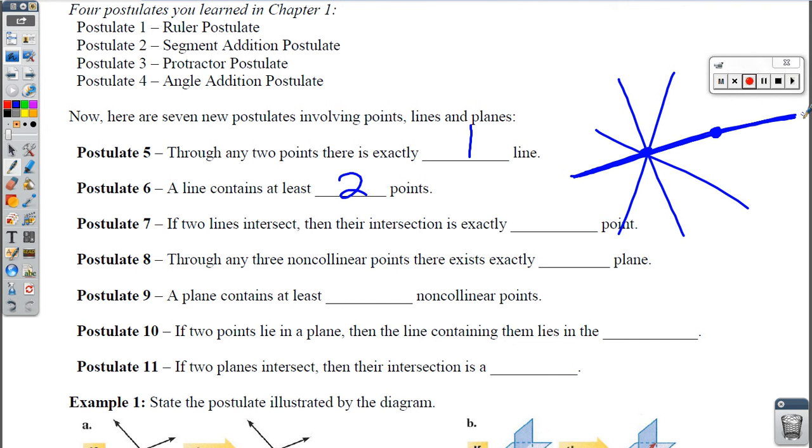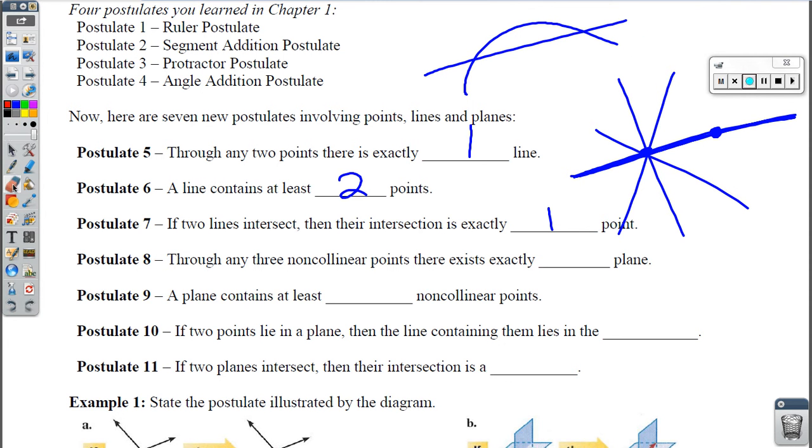Postulate 7. If 2 lines intersect, then their intersection is exactly 1 point. That means that any 2 lines are not going to intersect in 2 different places. Again, I could take that line and a curved line, and then they intersect in 2 places. But when we talk about lines, we're talking about straight lines. So if you have 2 straight lines, they're going to intersect somewhere, unless they're parallel, of course. But they only intersect in 1 place if they intersect.